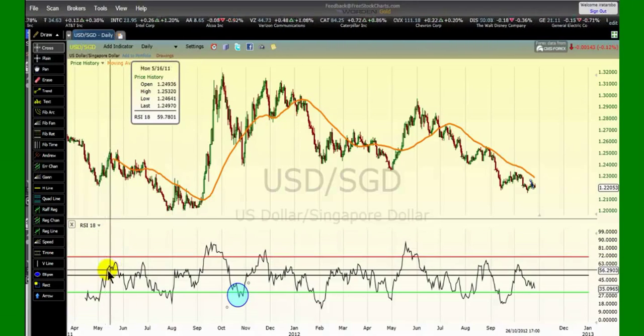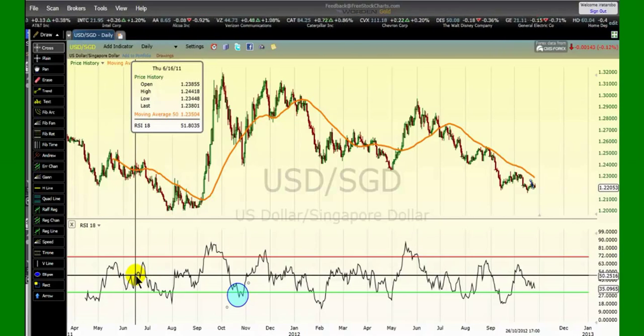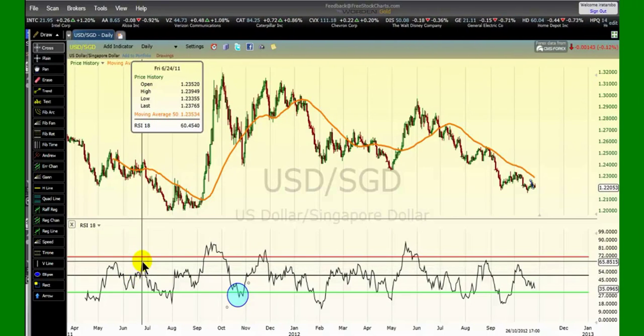Now, it's not very clear in this session here. I pay attention to this level. As the RSI, pay attention to the vertical line, as the RSI is approaching the level of 50, the price is crossing above 50.